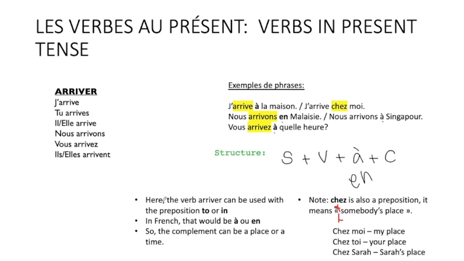So the structure is basically the sujet, je, nous, vous. You have the verb arriver. And then you have the preposition à, which means to or at, or en, which means in. And then lastly, you have the complement. The complement can be a place or a time. We'll talk about time later on. You'll see that in Wednesday's class.